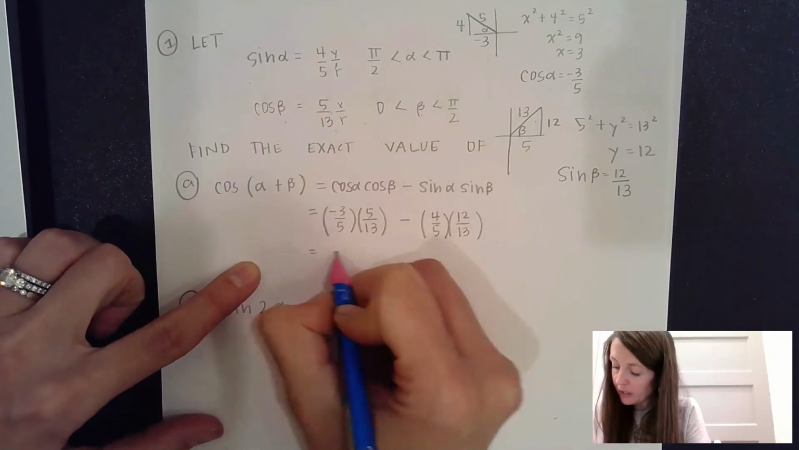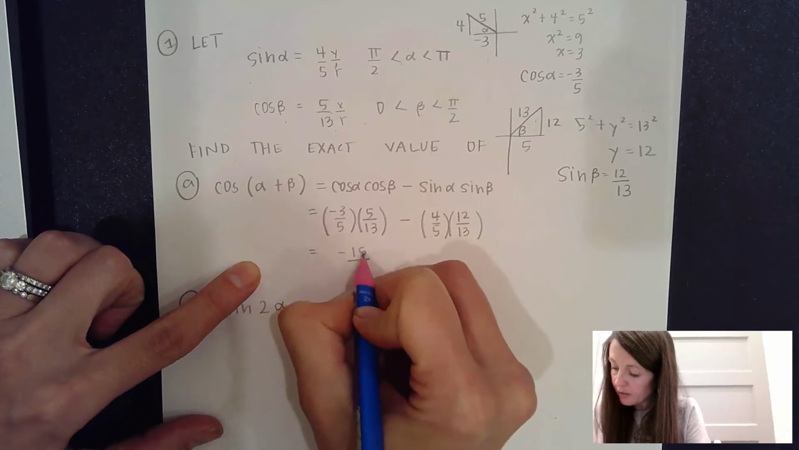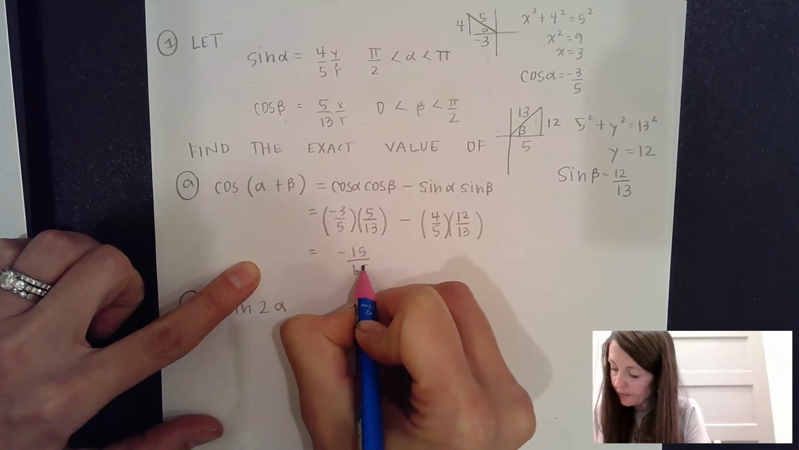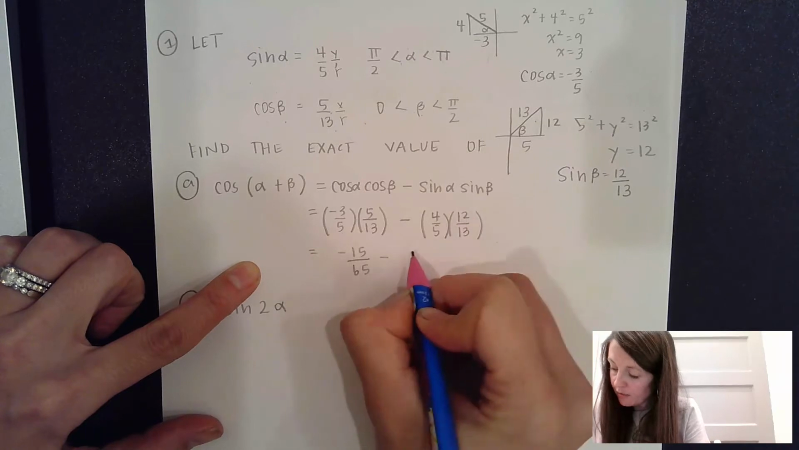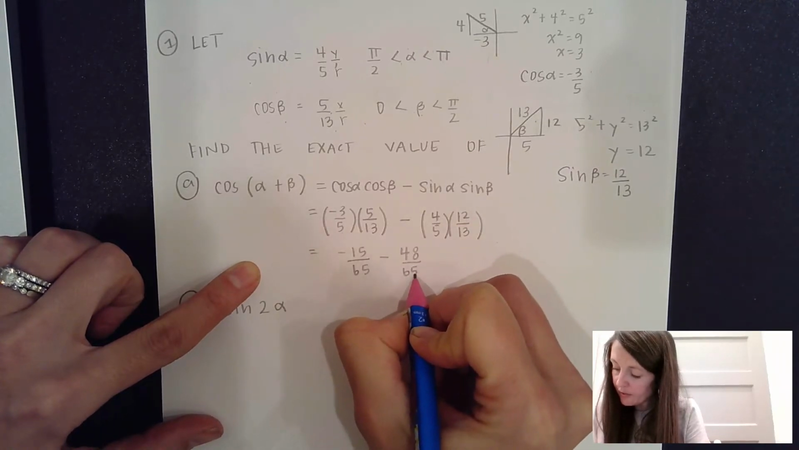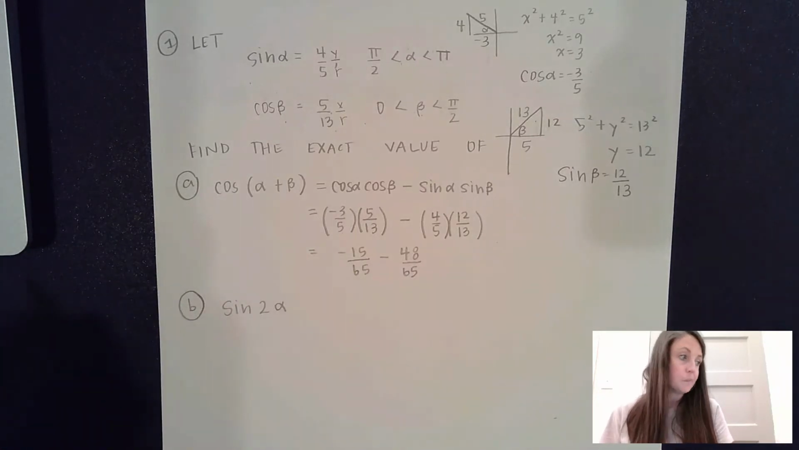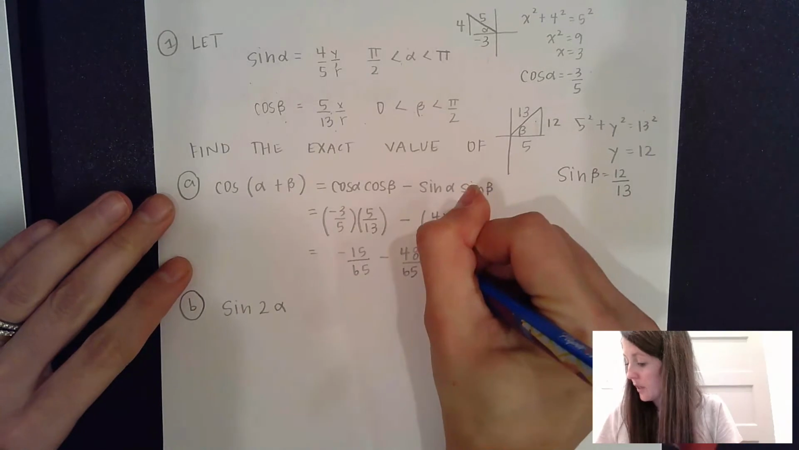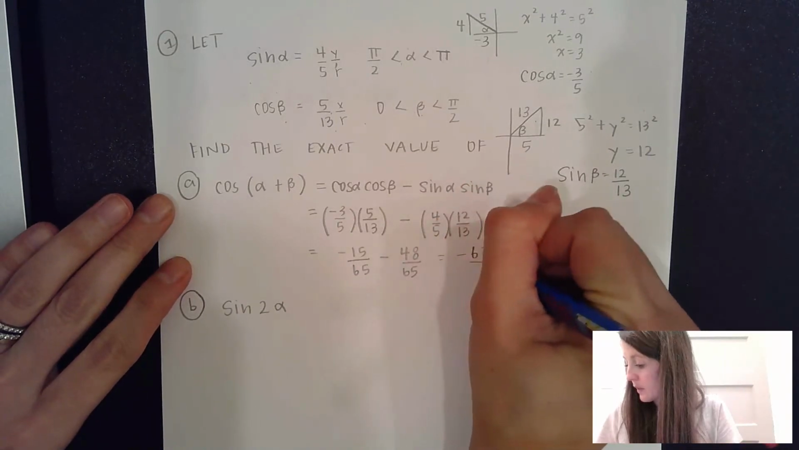So that's going to be -15 over 65, minus 48 over 65. So that's what? -63 over 65.